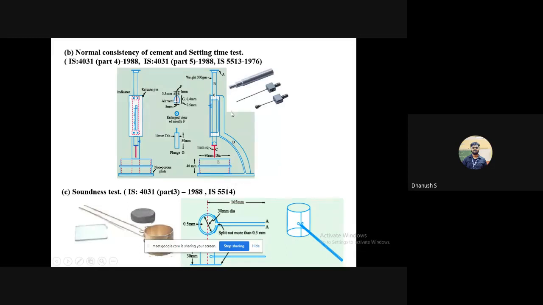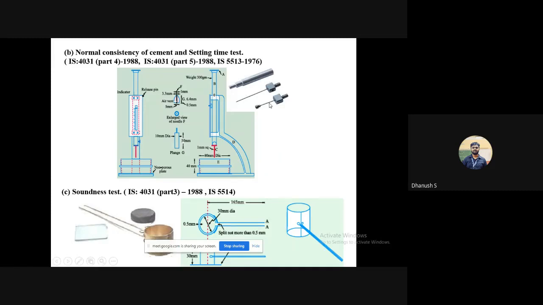This apparatus basically has an attachment to attach a needle at the bottom here. This penetrating needle can be of 3 types. The 3 types of needles are here: the first needle, second needle, third needle.